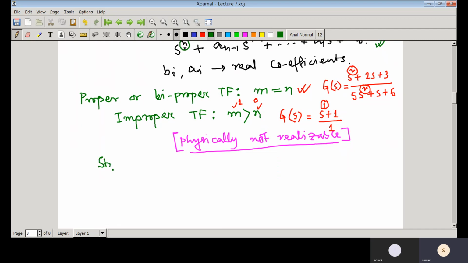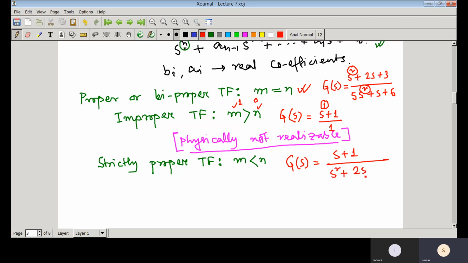Strictly proper transfer function is one where m is less than n, that means the numerator degree is less than the denominator degree. For example, take (s plus 1) divided by (s square plus 2s plus 3). The numerator degree is 1 and the denominator degree is 2. So this is an example of a strictly proper transfer function.